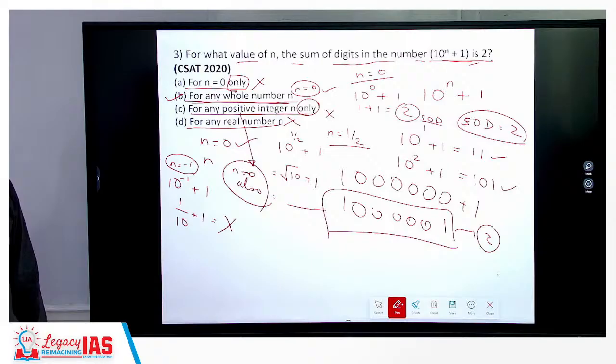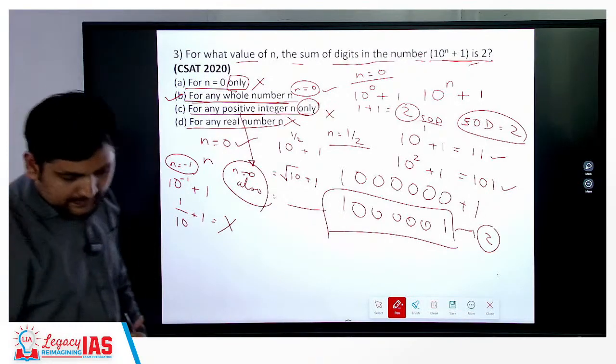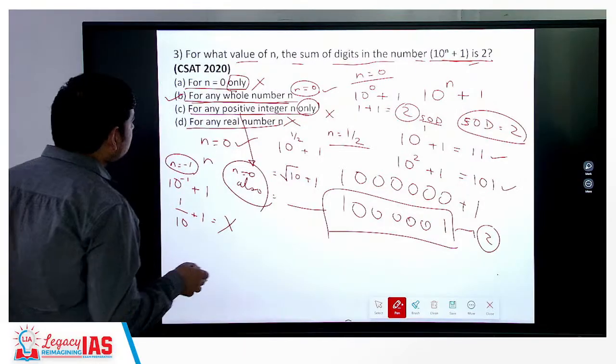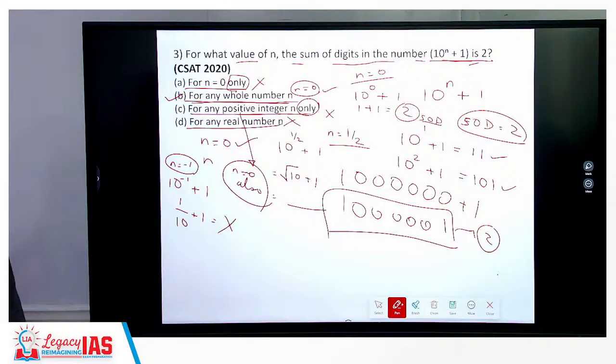Anybody who has got B? Did anyone get B? Okay, so answer will be for any whole number n. Always look for 0, 1. All these are fringe cases. Always look for them.